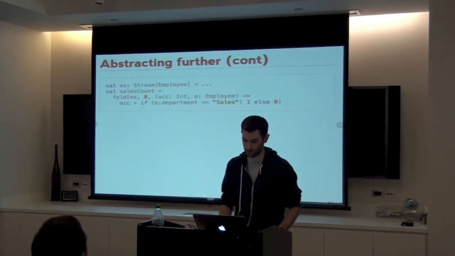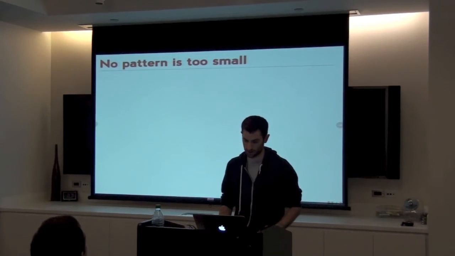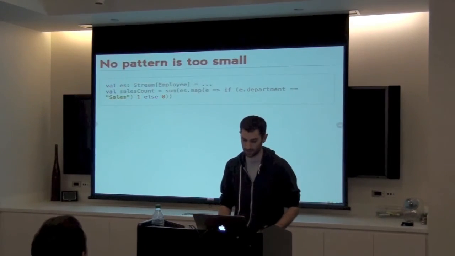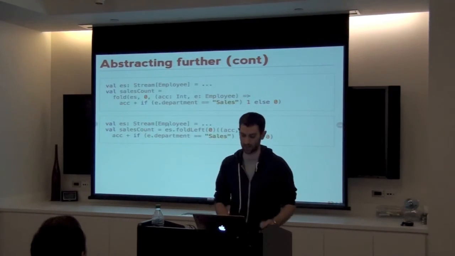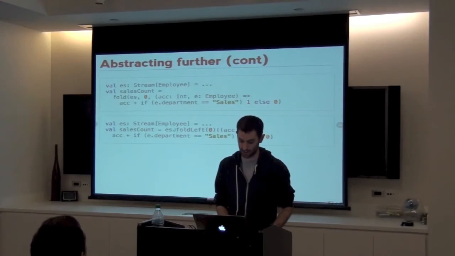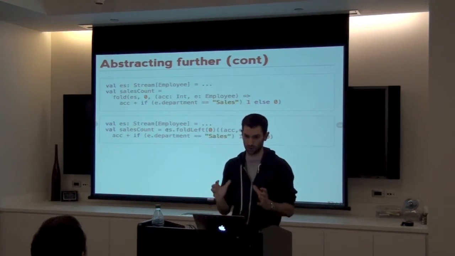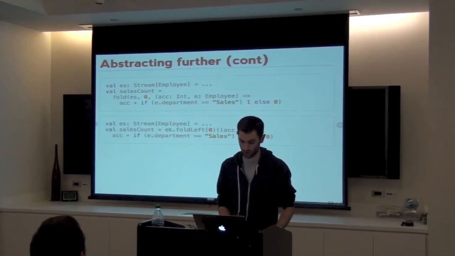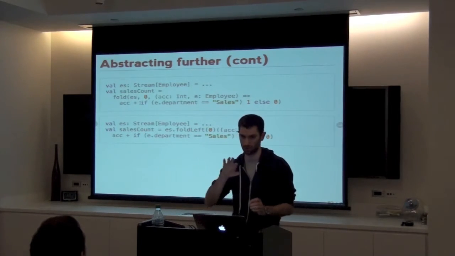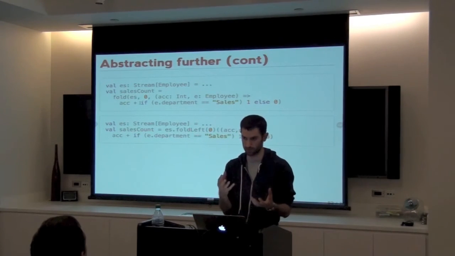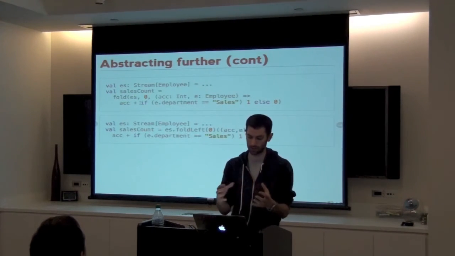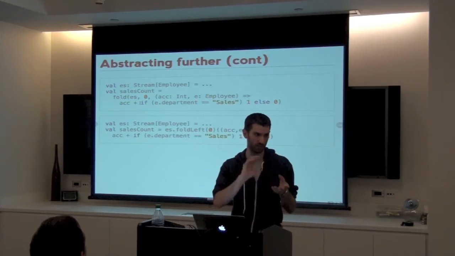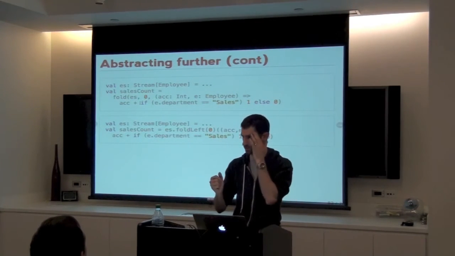Okay, all right, so let me keep going here. One thing I noticed about looking at this definition of counting the number of employees in the sales department is that this loop is actually really doing two things. On the one hand, we're taking each employee and mapping, or converting, it to either a one or a zero. That's one operation. The other operation is, now that we've converted each employee to either a one or a zero, we're then just summing up that sequence.